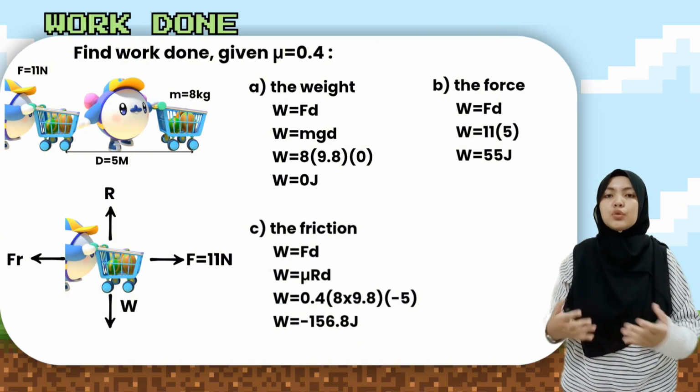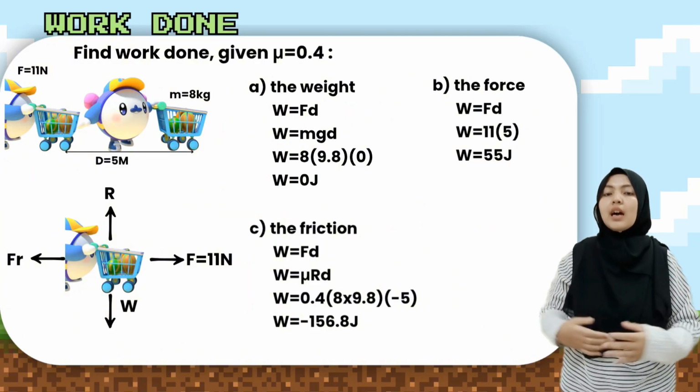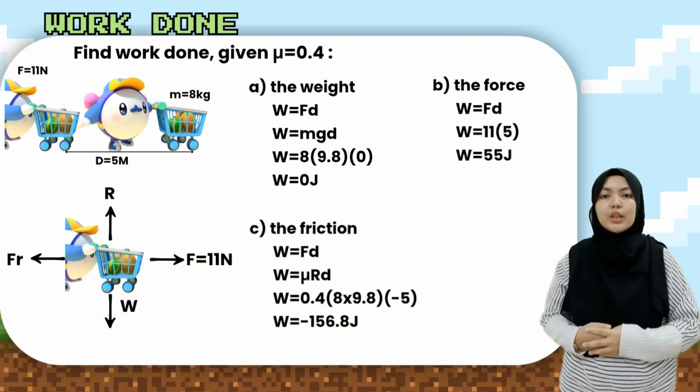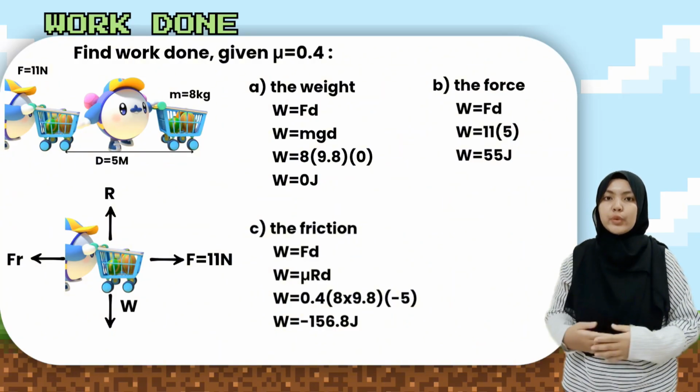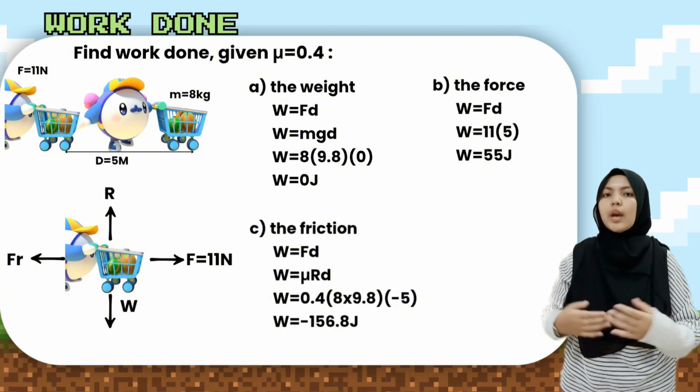W equals Fd, so W equals mu R d. Next, let's find R. R is in the same direction as W, so we can change R into mg. From this, we change the equation one more time until it becomes W equals mu mg d.